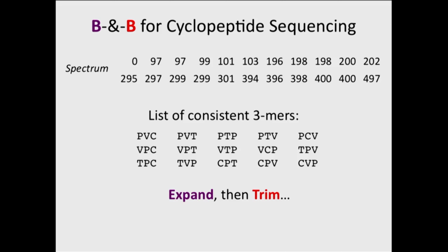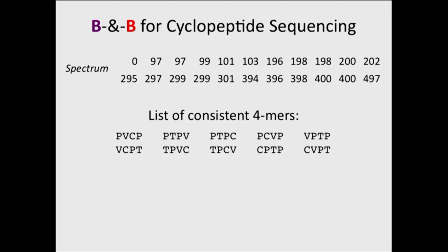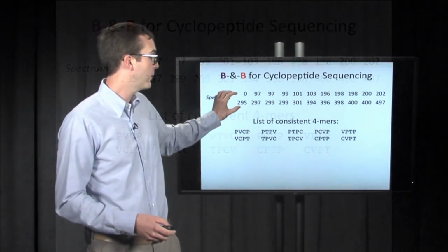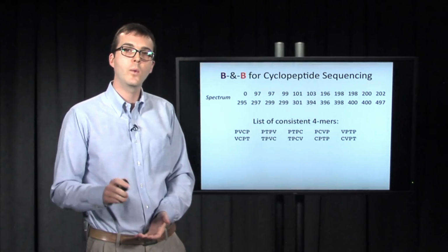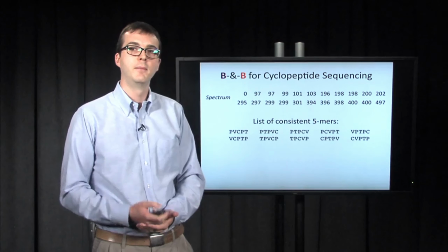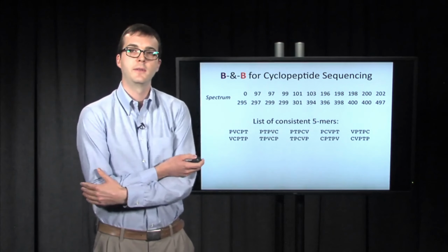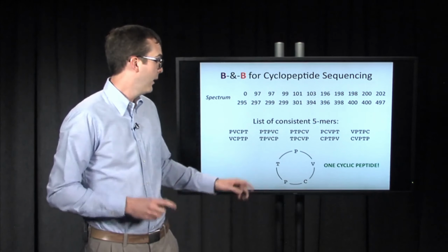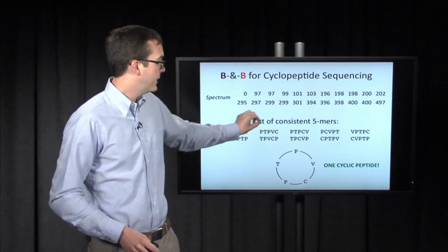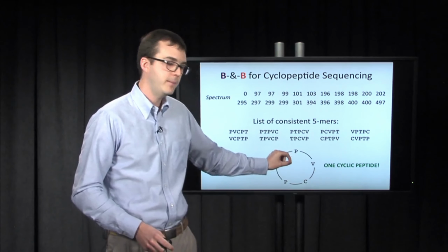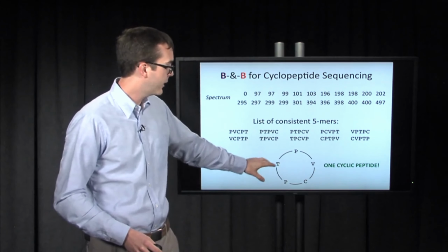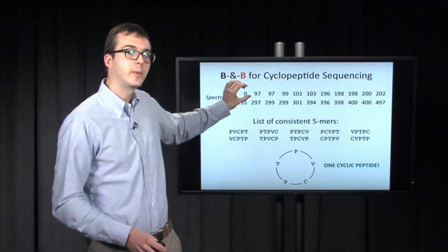And we say, OK, this is going well. We're preventing these peptides from growing crazily. So we expand them, and then we trim. We go from 15 and do 15 times 18, so we get 270. Then we find which of those 270 are consistent with the spectrum, and we're down to 10. We do it one more time, expand and then trim, and we're left with 10 consistent 5-mers. You can verify that each of these corresponds to the exact same cyclic peptide, and the spectrum of this cyclic peptide coincides exactly with our experimental spectrum.